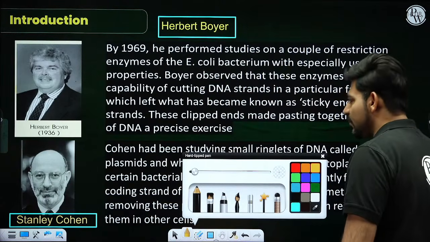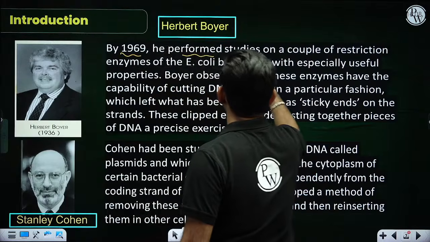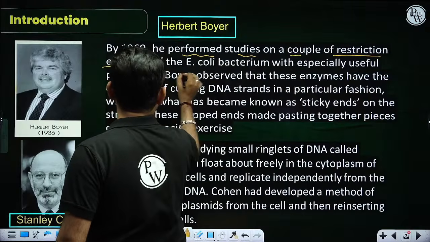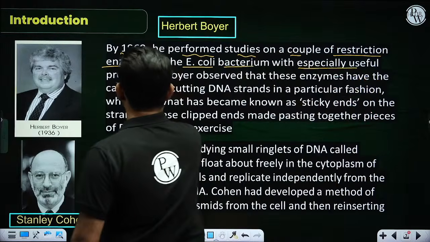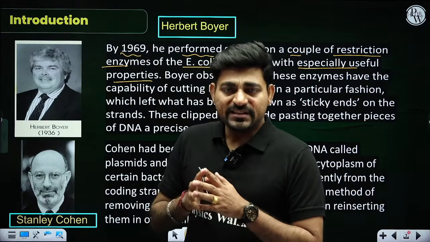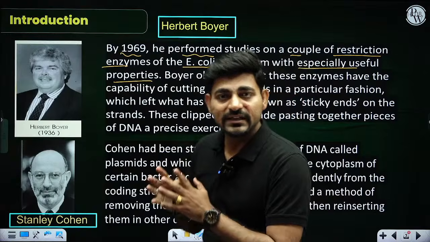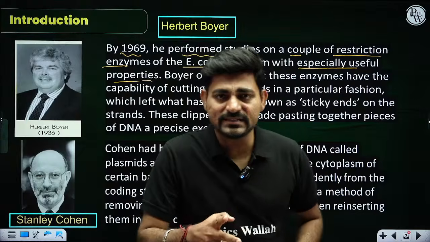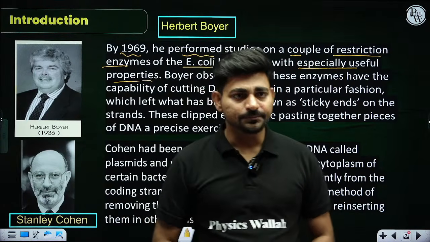Let's talk about Herbert Boyer. By 1969 he performed studies on a couple of restriction enzymes of E. coli bacterium with especially useful properties. Now Herbert Boyer was an expert of restriction endonuclease enzyme, which we need as a molecular scissor to cut the DNA from a specific segment.